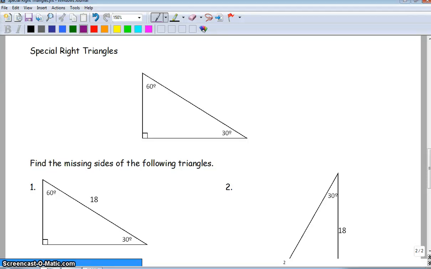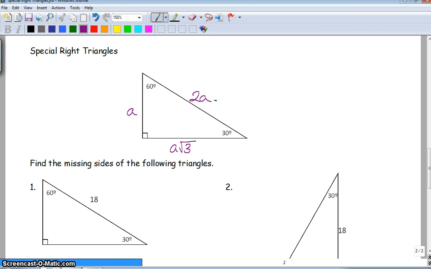This is Help with Special Right Triangles, and in this video we're going to look at 30, 60, 90 triangles. In 30, 60, 90 triangles, all the sides are labeled the same. Across from 30 is just a. Across from 60 is a times the square root of 3. And across from 90 is 2 times a.